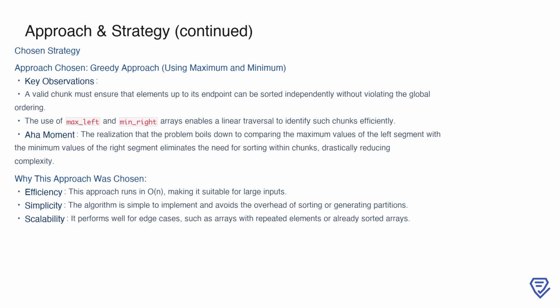Instead, the comparison of the maximum value of the left segment with the minimum value of the right segment is sufficient to ensure the chunks can be sorted independently. This insight transforms what could have been a computationally expensive task into an efficient linear time solution. The simplicity of this algorithm, combined with its efficiency, makes it well suited for handling large arrays, as well as edge cases like arrays with duplicates or those that are already sorted.